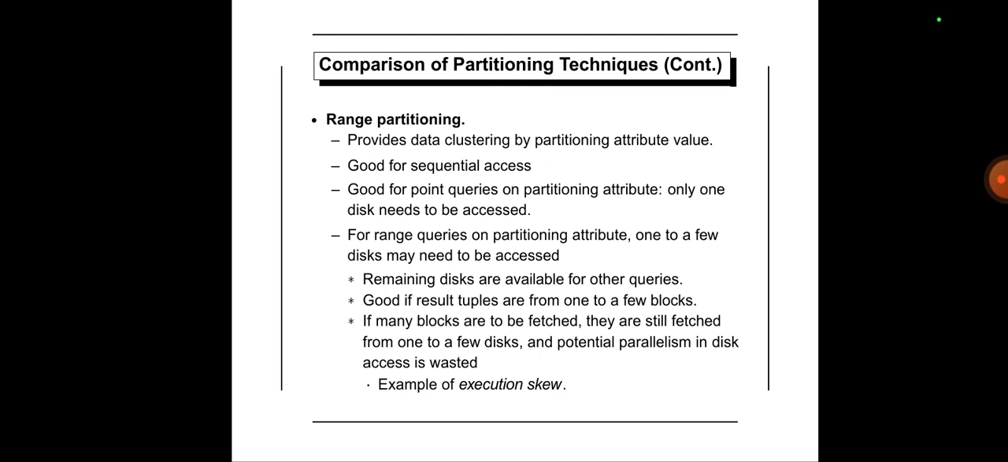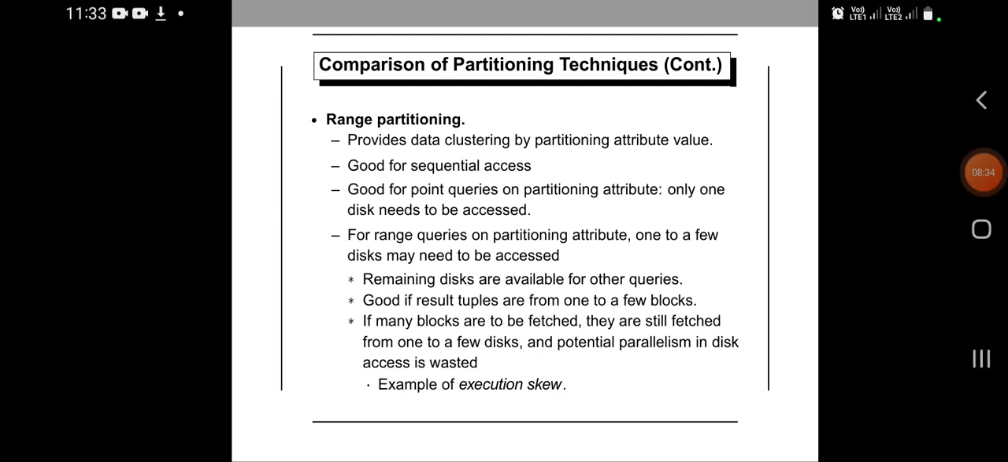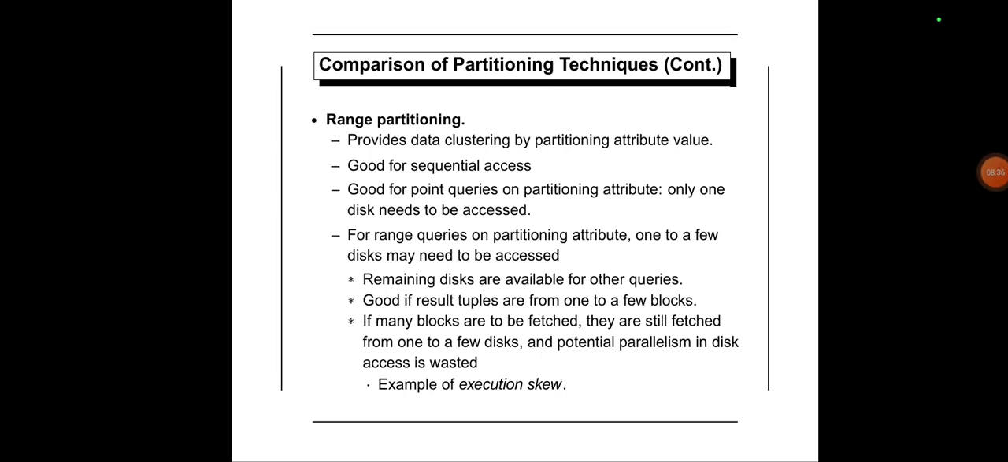And then another one, range partitioning. It provides data clustering by partitioning attribute value, good for sequential access, and good for point queries on the partitioning attribute. Only one disk needs to be accessed. For range queries on the partitioning attribute, one to a few disks may need to be accessed. The remaining disks are available for other queries.